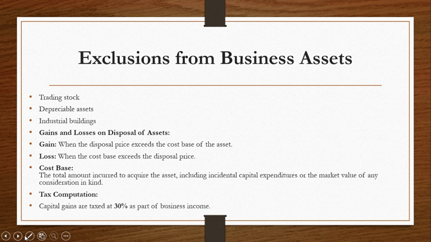So we are going to be looking at the computation of capital gains tax in the next videos. Capital gains are taxed at 30% as part of business income.